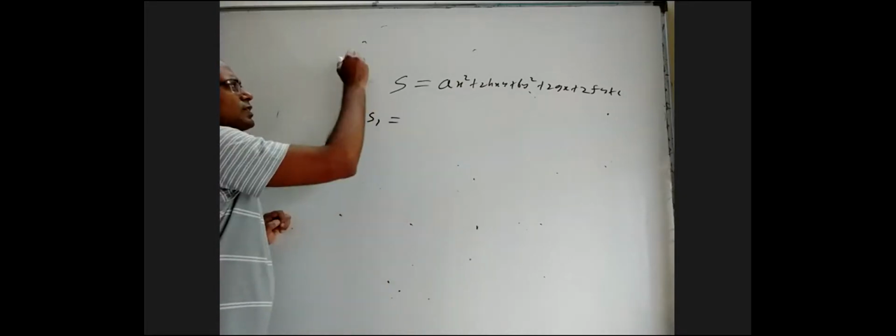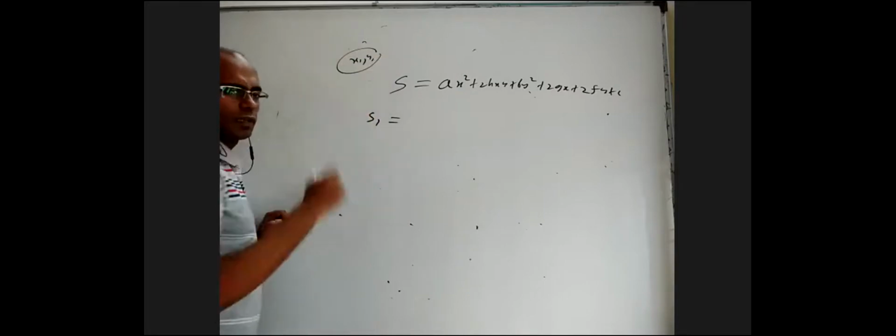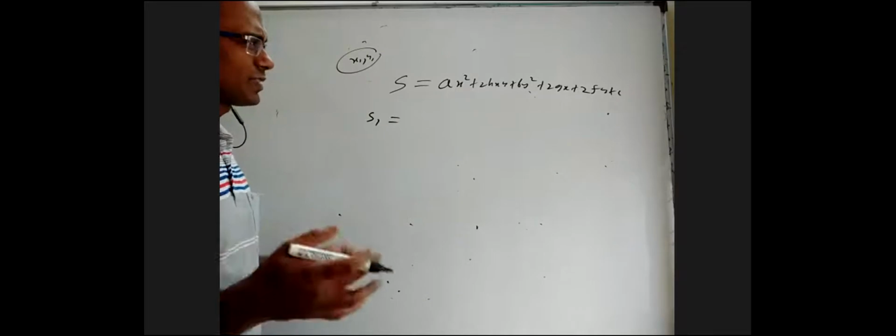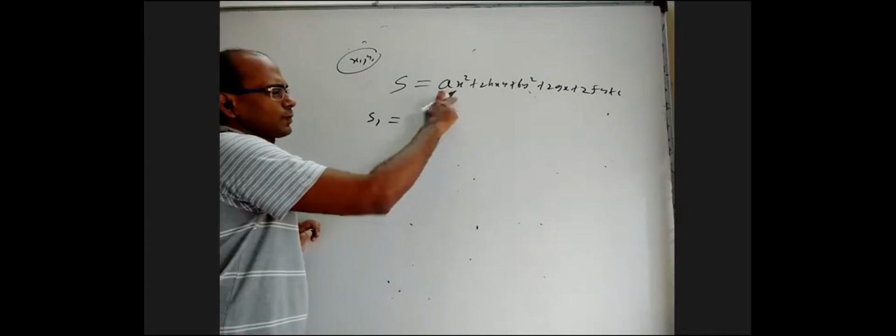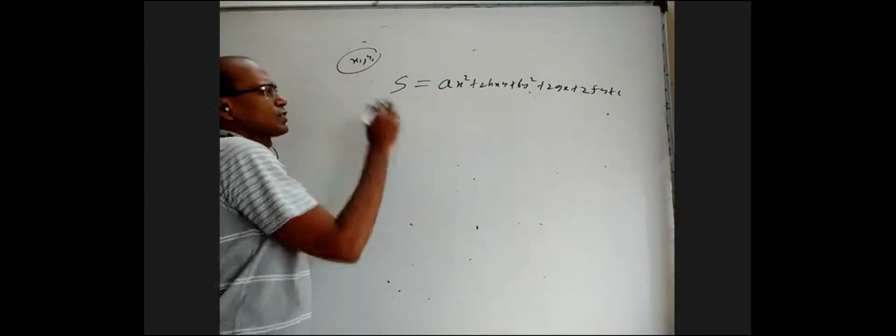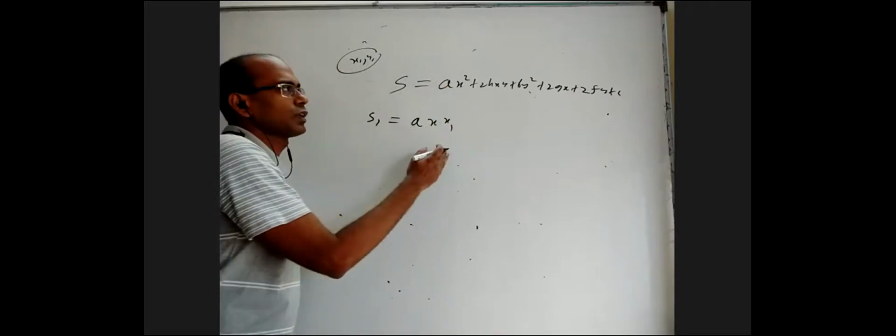S1 means substituting point x1 comma y1 in this, but not fully, 50%. 50% is just a way of remembering it; there's no strict meaning to 50% as such. This x square, we write x into x. One x we don't change, the other x we change to x1. Ax x1. So this x1 is substituted here, but not fully, only half.